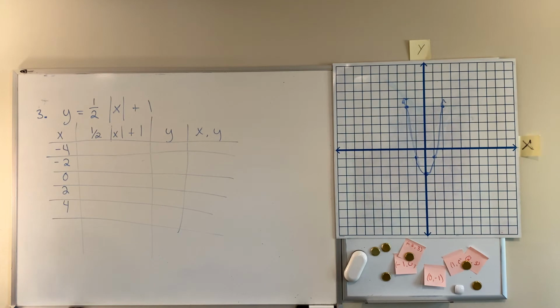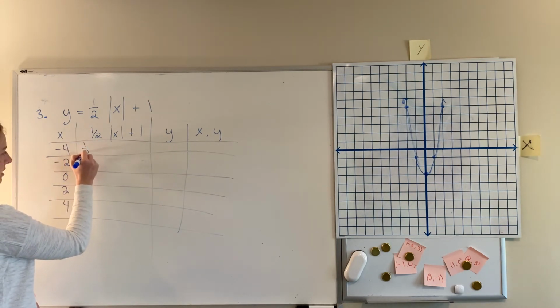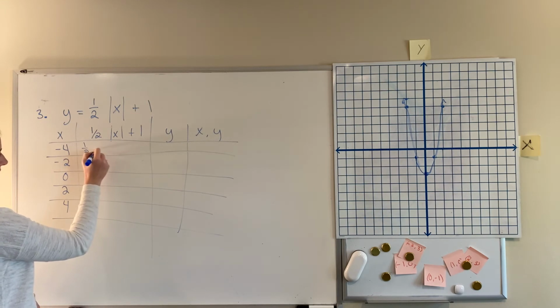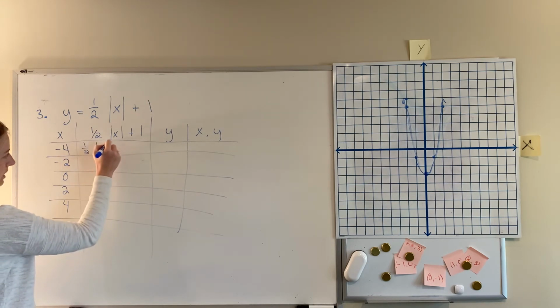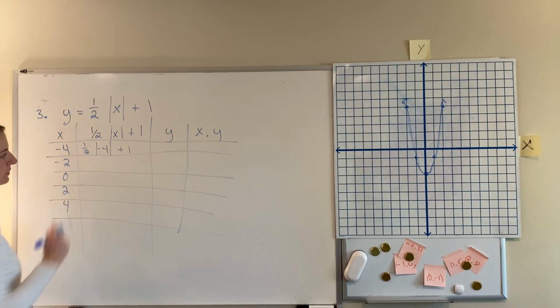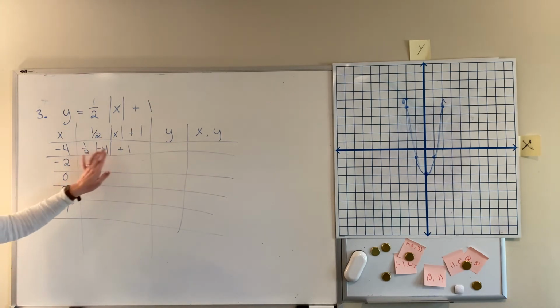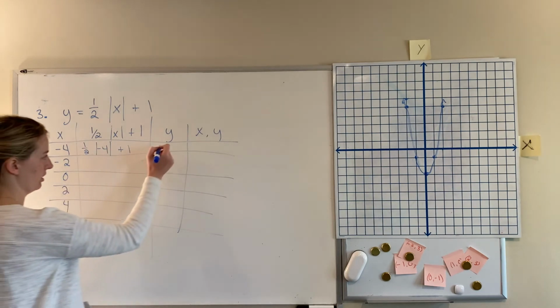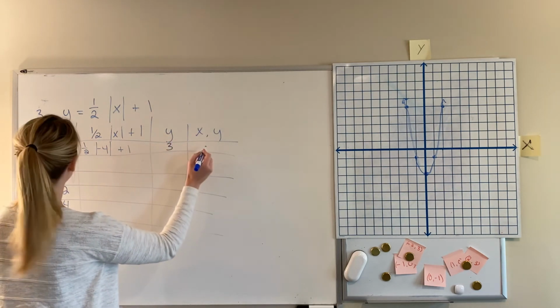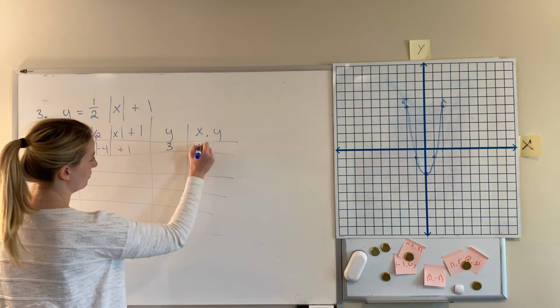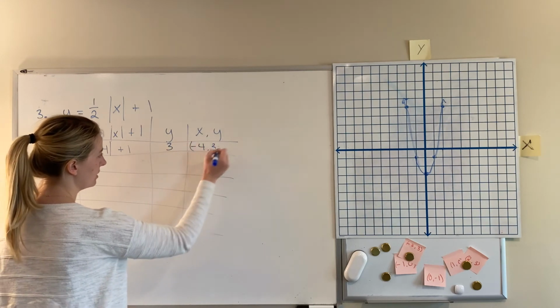All right, starting with -4, we have 1/2 times the absolute value of -4 plus 1. So step 1, take the absolute value of -4. The absolute value of -4 is positive 4. Then what's 1/2 of 4? Half of 4 is 2. So then 2 plus 1 is 3. So we have -4, 3.